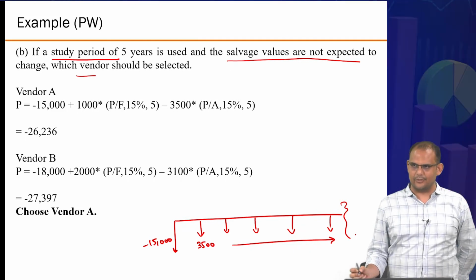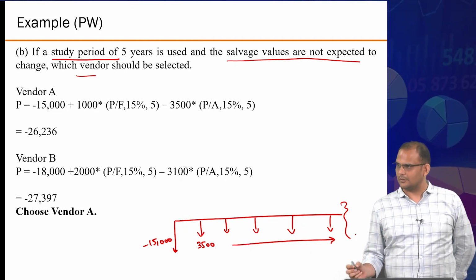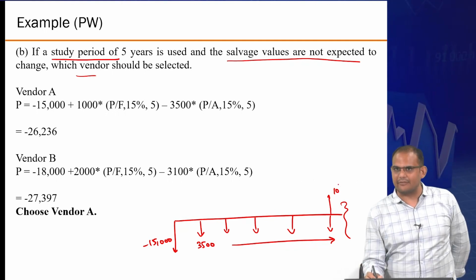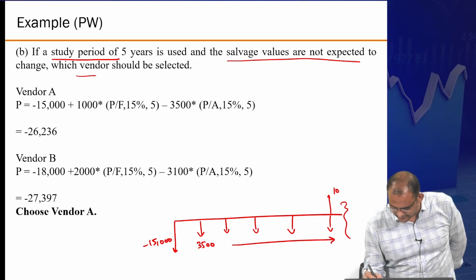What is the salvage value? 1,000. Is it? Where does it occur? 6th year. Salvage value should be coming at 6th year.